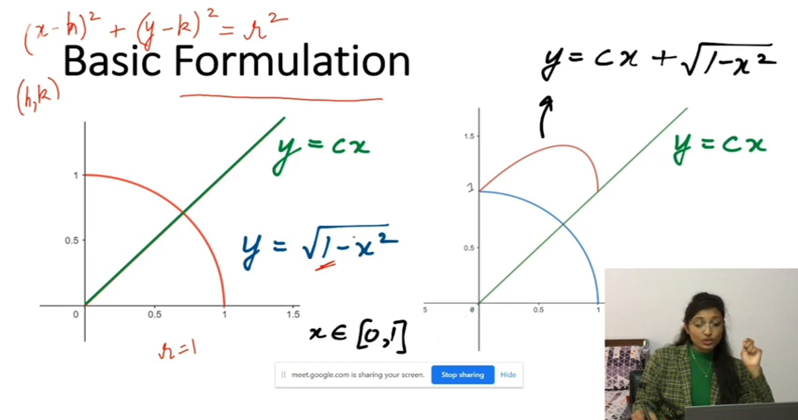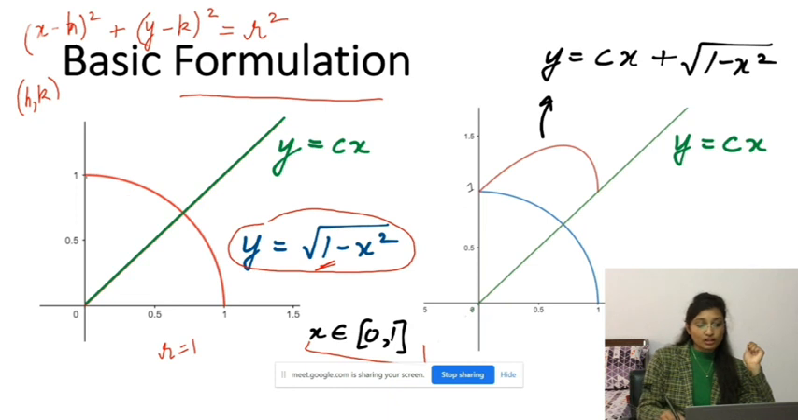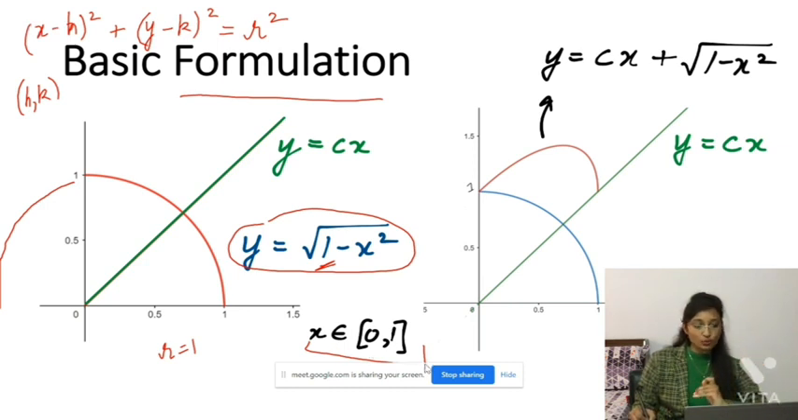Square root of 1 minus x square, with x from 0 to 1, because otherwise in this curve we will also have the other part where y is negative, that is this part. That's why I have taken this restriction that x should belong to [0, 1].